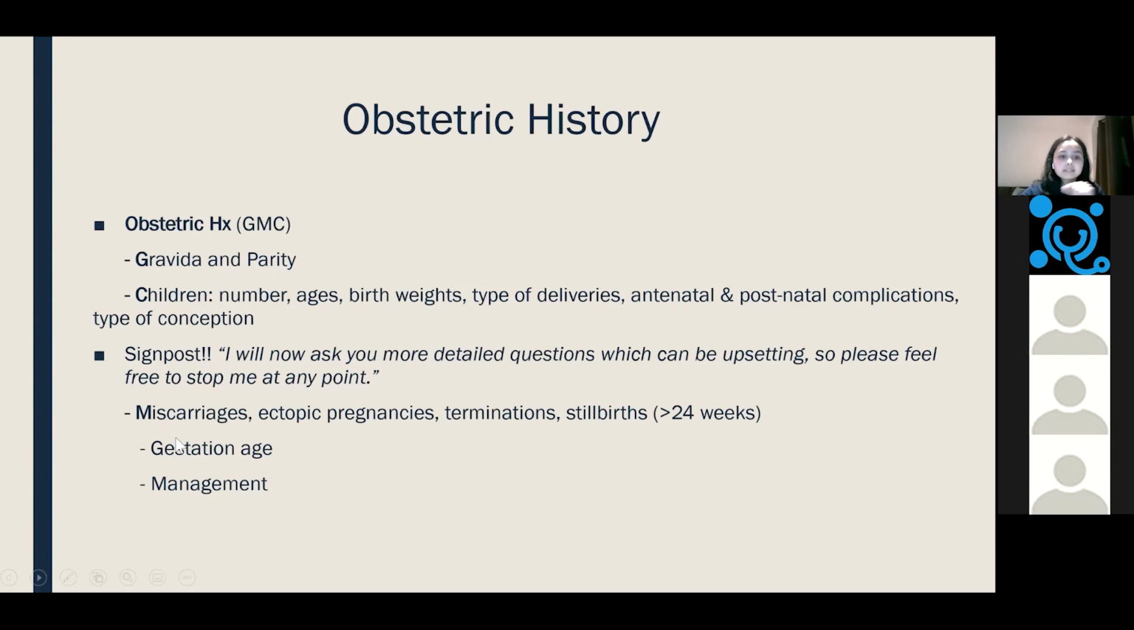And because it's quite a sensitive question, you signpost. So you could say, I will now ask you more detailed questions, which can be upsetting, so please feel free to stop me at any point. Or you could formulate it in your own way. It doesn't matter, as long as it feels natural and you're showing empathy, it's all good.